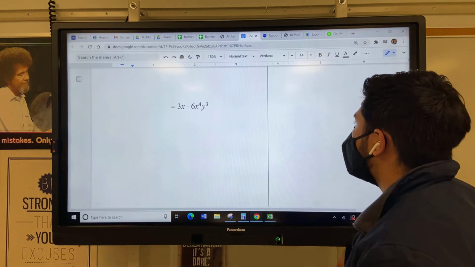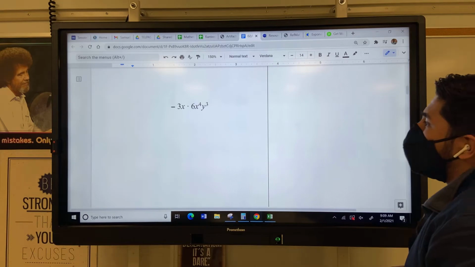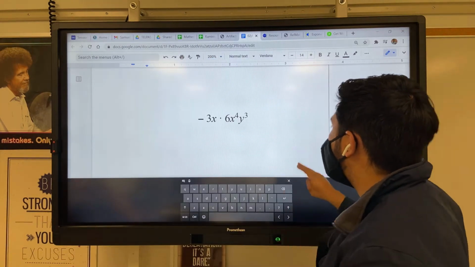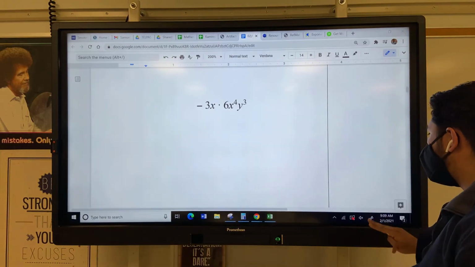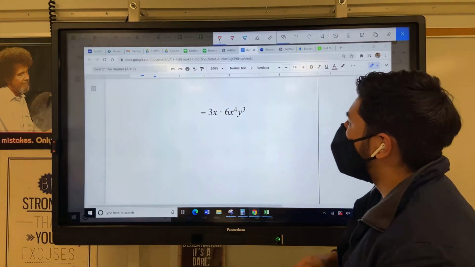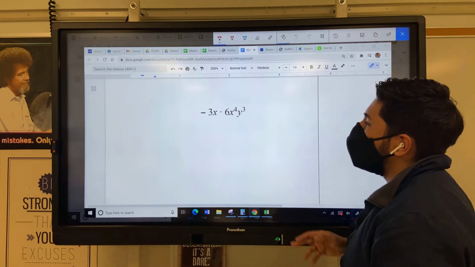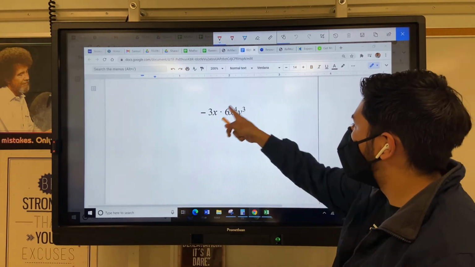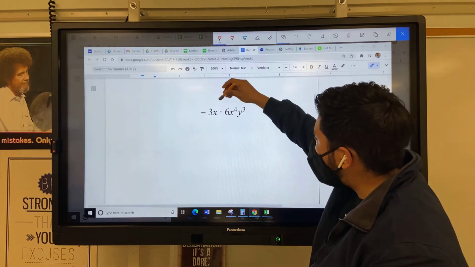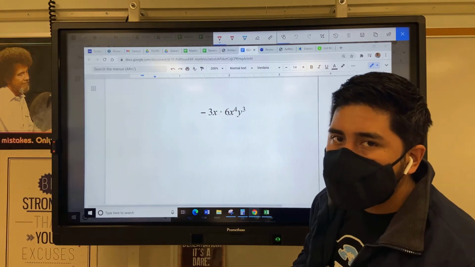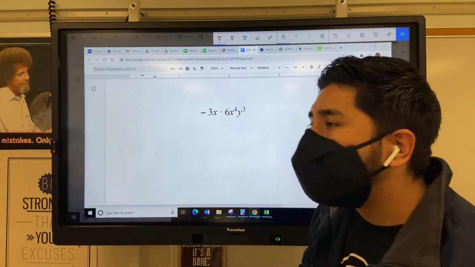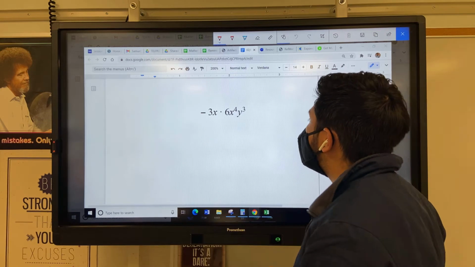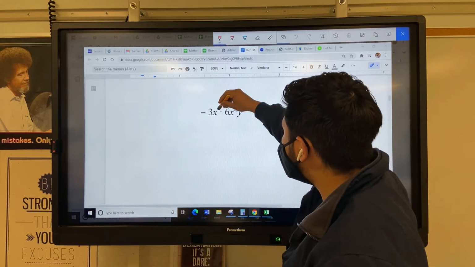Oh, this is a wonderful example. I love it. Negative 3x times 6x to the fourth, y to the third. You might be wondering what is going on. Well, we're missing an exponent. We're missing a y over here, so let's figure it out. Firstly, there's an x right there. I can put something on the top of that x. What do you think I should put? It exists. It's not 0, so what should I put? It's an imaginary 1.